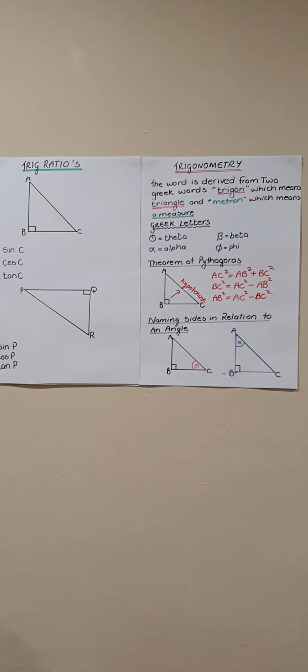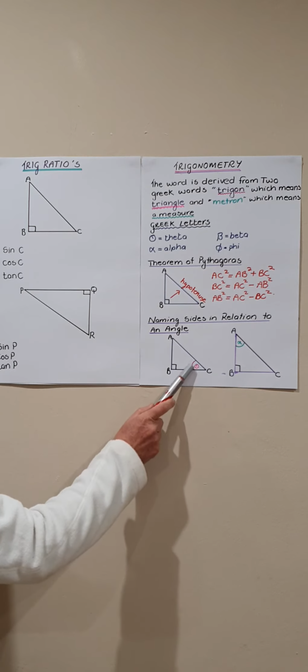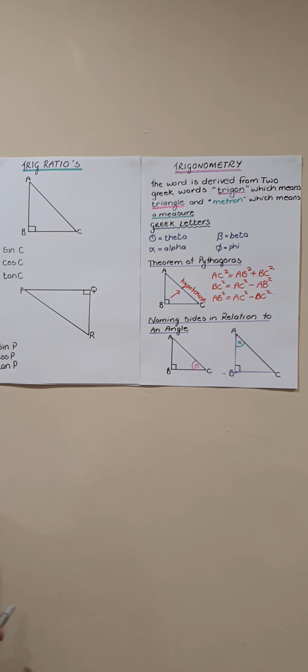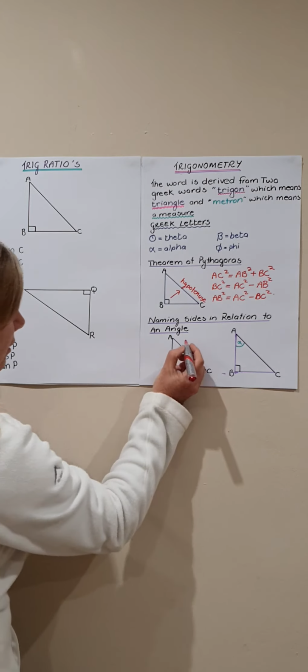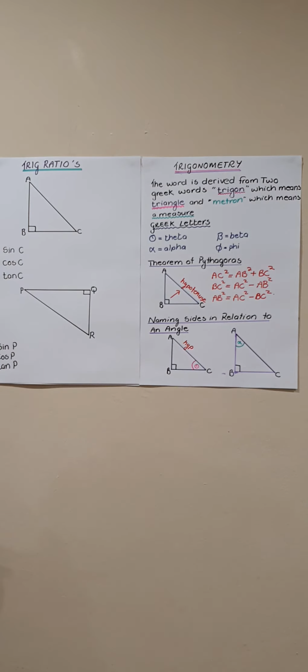Now, as well as Pythagoras, we're now dealing with a right angle triangle, so we need to learn how to name sides in relation to an angle. So if I give you triangle ABC, if I call angle C, if the size of the angle is theta, then in relation to theta, I can say that AC is still going to be my hypotenuse, and I shorten it to HYP.